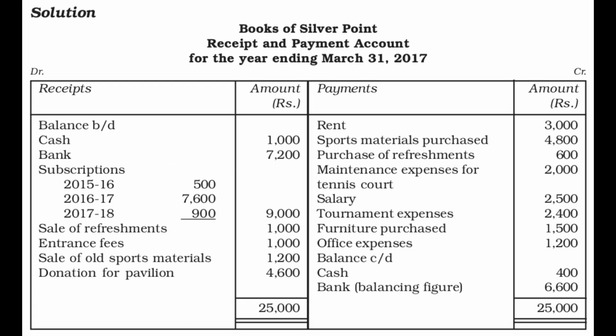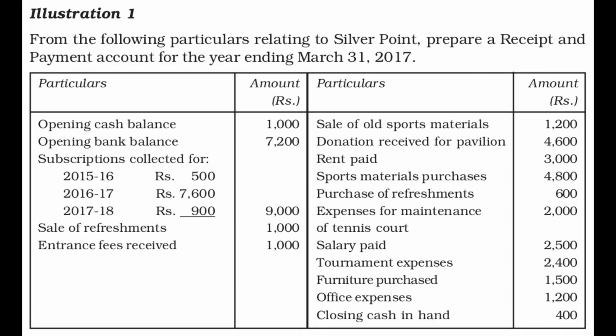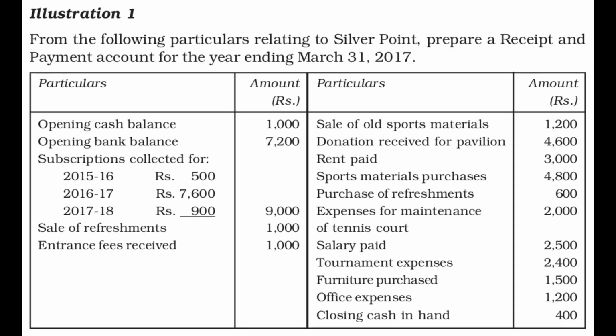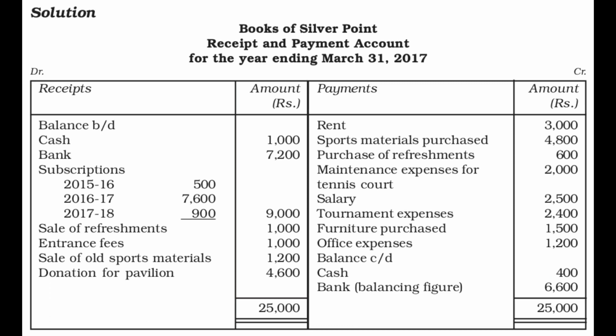It is also an item of receipt of cash, so taken on the receipt side of the account, entrance fees rupees 1000. Next item, it is sale of old sports materials rupees 1200. It is also an item of receipt of cash, so taken on the receipt side of the account, rupees 1200. Next, it is donation received for pavilion rupees 4600, also an item of receipt of cash, so taken on the receipt side of the account, rupees 4600.